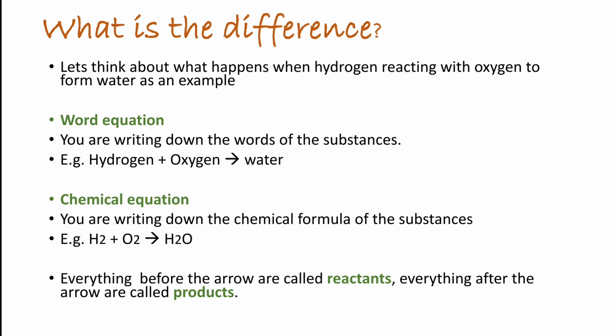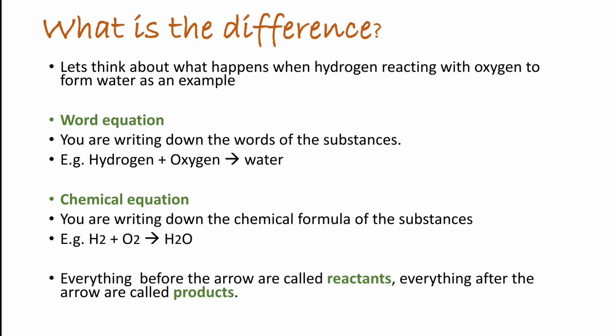So what is the difference between word equations and chemical equations? With the word equation, you will write down the word, for example, water. Whereas with a chemical equation, you are going to write down the chemical formula. So instead of writing water, you would write H2O. We are going to do both forms of equations for hydrogen reacting with oxygen to form water. The word equation will therefore be hydrogen plus oxygen, arrow water. The chemical equation is H2 plus O2, arrow H2O.